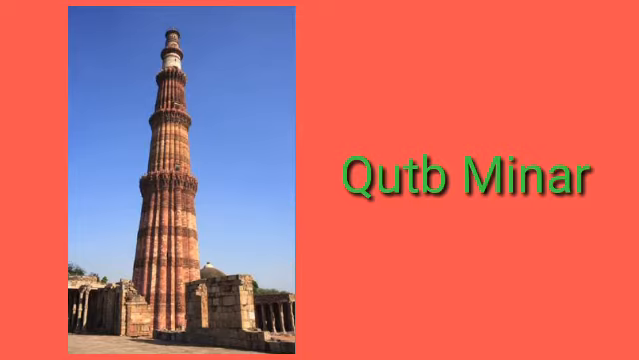There are about 379 steps leading to the top. Do you know, children, why this tower was built? Qutub Minar is also called the Victory Tower. The tower was built to celebrate the Muslim dominance in Delhi after the defeat of Delhi's last Hindu ruler by Qutb Aibak.